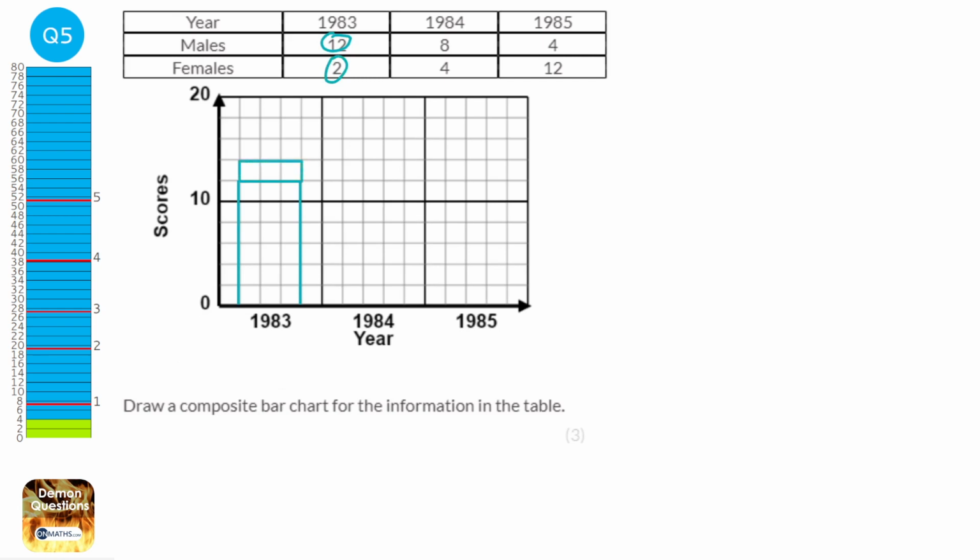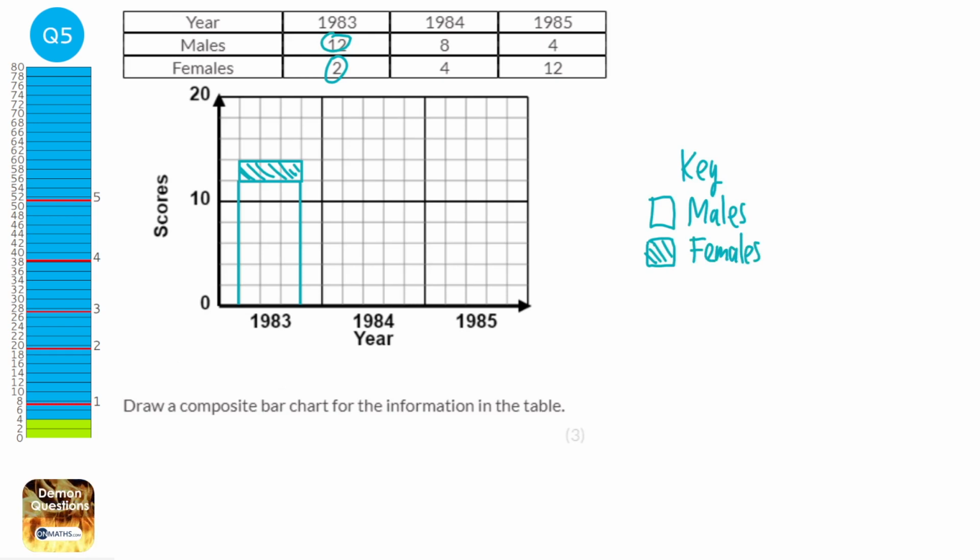And we need a way of showing male or female. So what I'm going to do is just shade the female there, and I'm going to just draw a key. I'm going to say if it's not shaded, it's males. And if it is shaded, it's females.